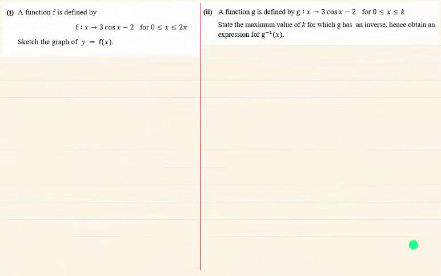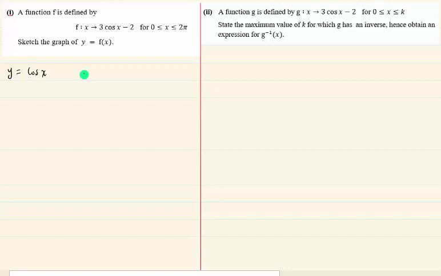In this two-part question, we are firstly going to transform the graph of y equals cos x into this given one here. It says a function f is defined by f such that x is mapped onto 3 cos x minus 2 for 0 is less than or equal to x, which is less than or equal to 2 pi. Sketch the graph of y equals f of x.